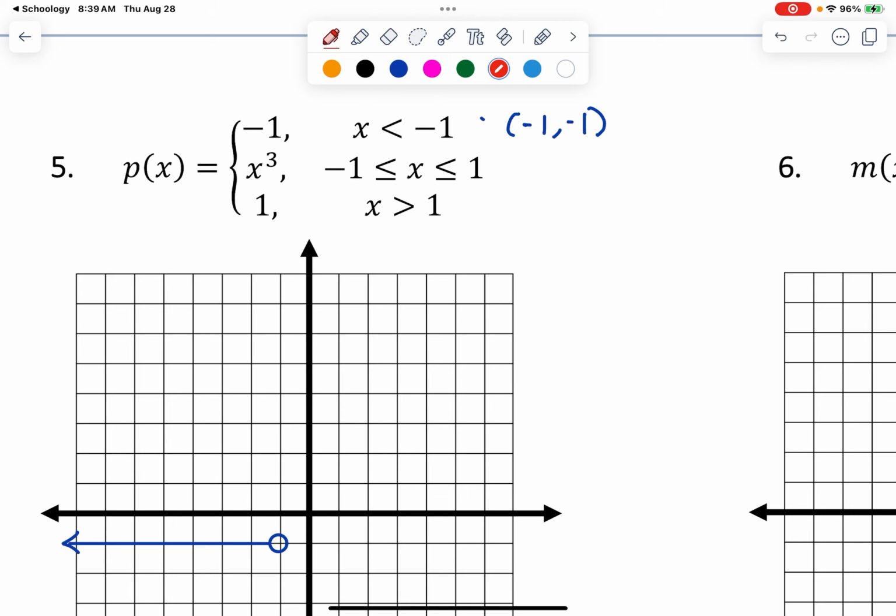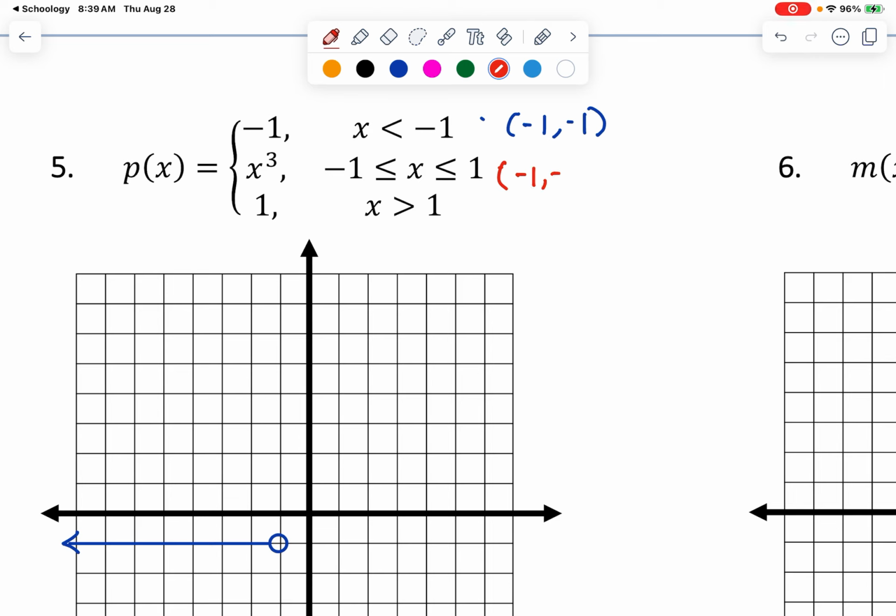Okay, my next piece right here, this is a cubic function, y equals x cubed. Remember, a cubic function looks like this, right? There's a point right there. So if you want to graph that and only graph it from -1 to 1, you can do that, okay? Or you can plug in -1, plug in 0, plug in 1, because we want all the points in between to make sure we don't make a straight line.